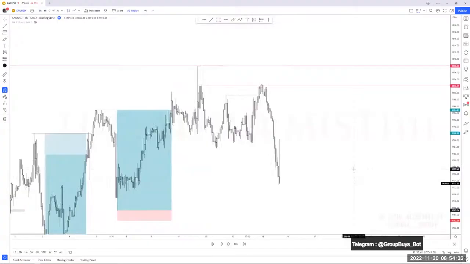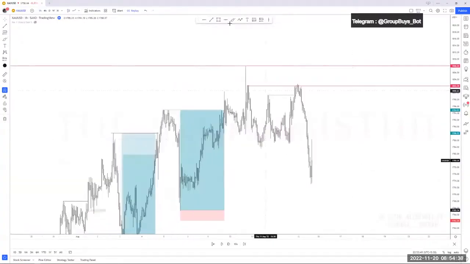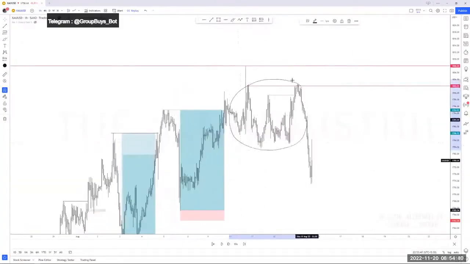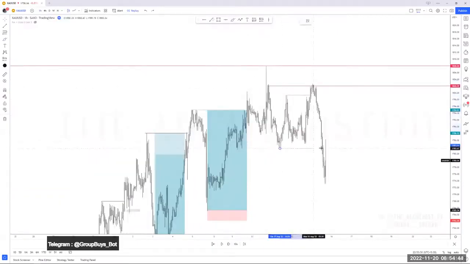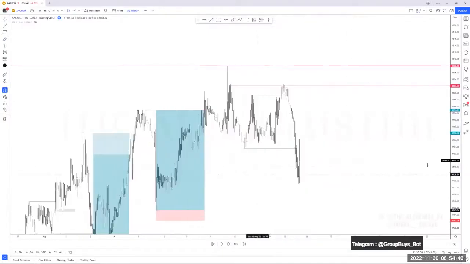Now comes the bearish momentum. So these days they were just messing around for a little while, and then there it comes, the breakout. Very clearly we got the breakout structure.